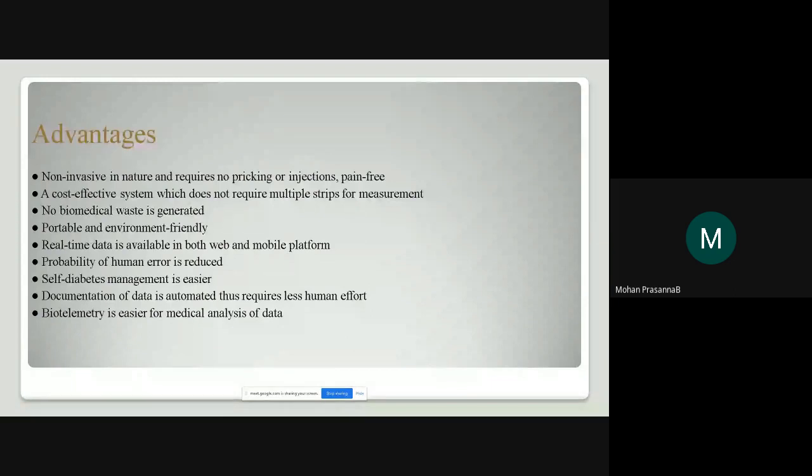Probability of human error is reduced. Self-diabetes management is easier. Documentation of data is automated, thus requires less human effort. Biotelemetry is easier for medical analysis of data.